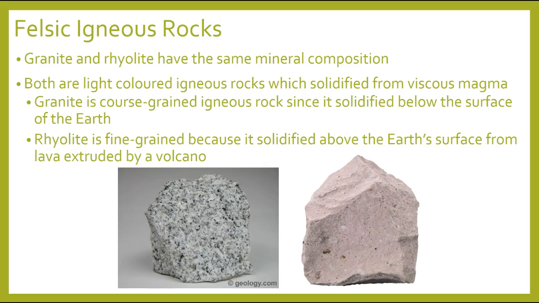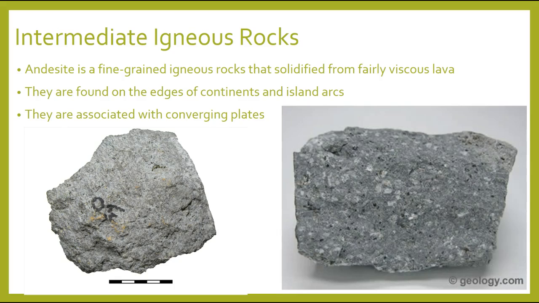So granite and rhyolite are only found on continents and they're never found in ocean basins. They're usually associated with boundaries of continental plates where granitic magma is formed by the melting of rocks deep in the continental crust. Next, we're moving on to intermediate igneous rocks.